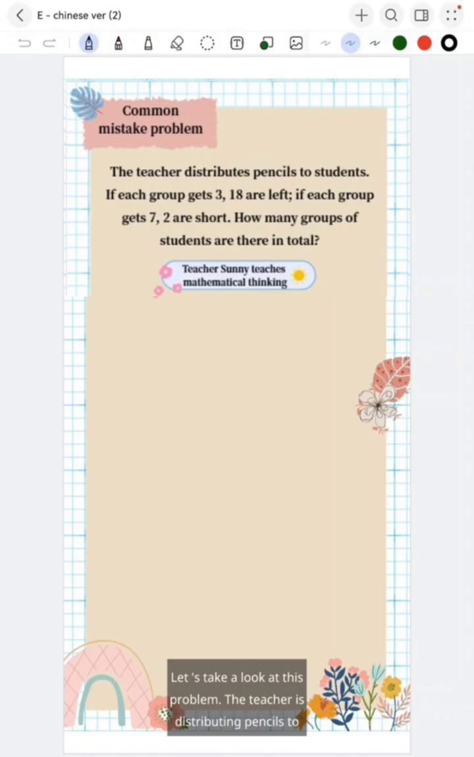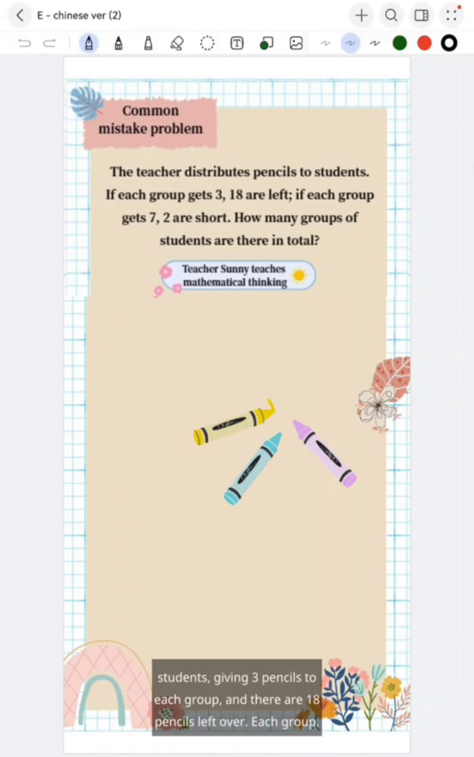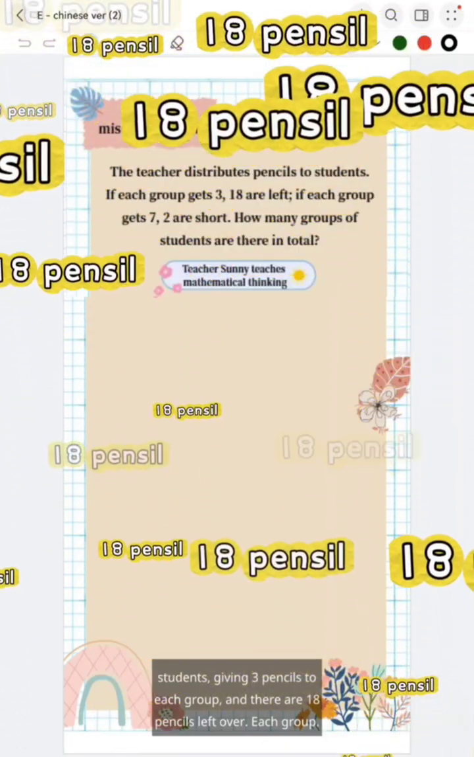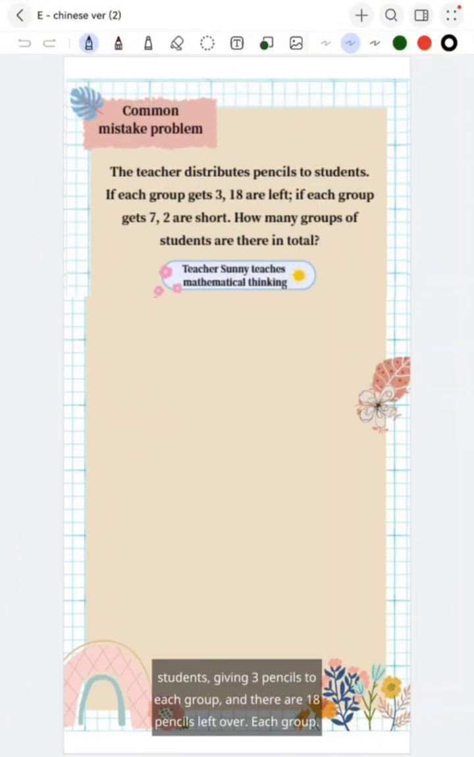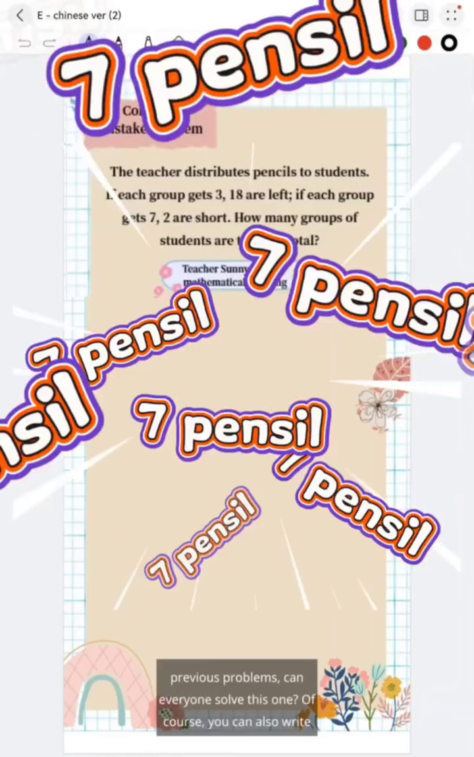The teacher is distributing pencils to students, giving 3 pencils to each group, and there are 18 pencils left over. If each group gets 7 pencils, there will be 2 left.